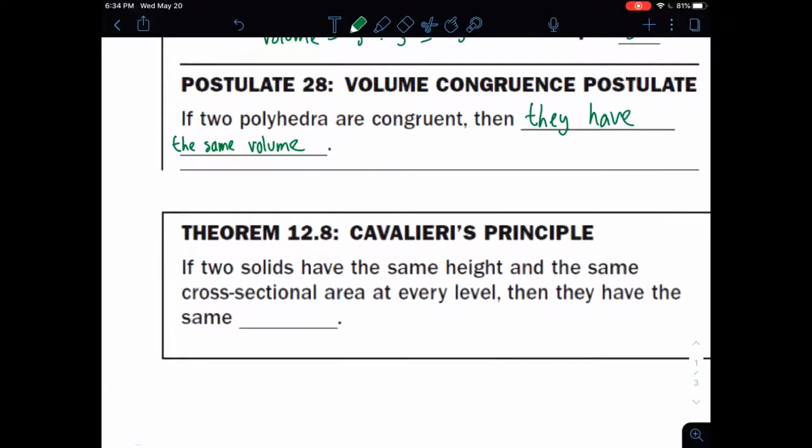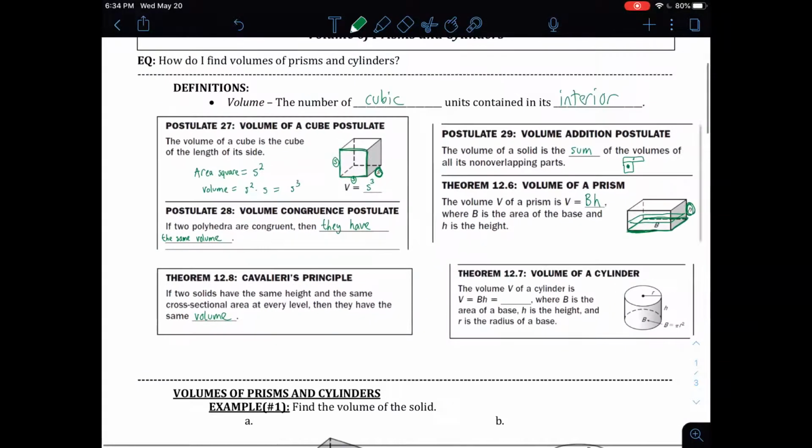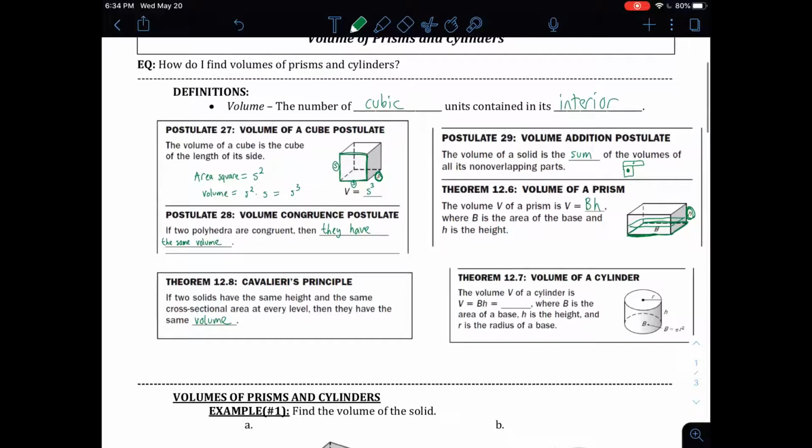Cavalieri's principle: if two solids have the same height and same cross-sectional area at every level, then they have the same volume. The same what? So back here when I was drawing those little rectangles inside, these were cross-sections like we talked about. Remember we drew a slice through certain three-dimensional shapes, and we got different shapes that came out. So if you multiply the area of the base times the height, that will cover all the cross-sections. That was the word I was looking for. All the cross-sections will add up to the entire volume.